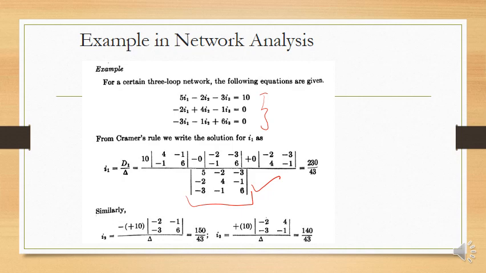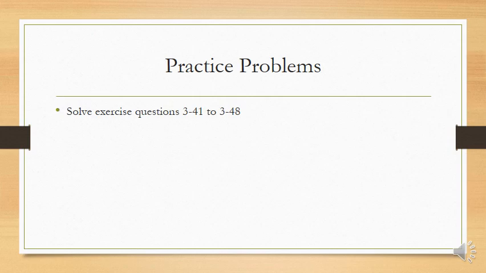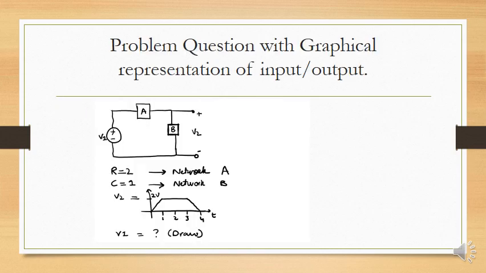D1 over delta. What is delta? Delta is the determinant of our whole matrix. Similarly, you can find the values of I2 and I3. You have to solve it yourself so that you can easily understand the process. Using the determinant method is not a compulsion. You have to practice questions 3 to 41 till 48 for practice of determinants and matrices.